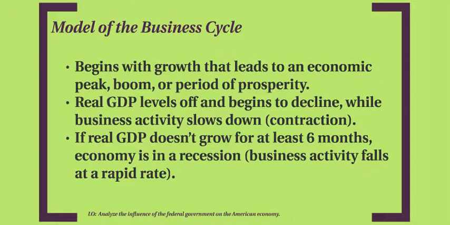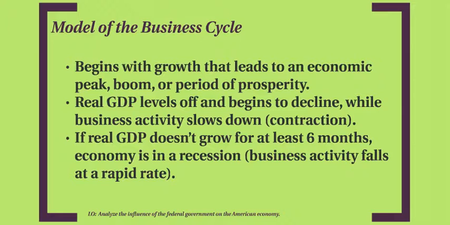The model of the business cycle. It begins with growth that leads to an economic peak or boom or period of prosperity. Real GDP levels off and begins to decline while business activity slows down. This is known as a contraction. If real GDP doesn't grow for at least 6 months, the economy is in a recession. In other words, business activity falls at a rapid rate.